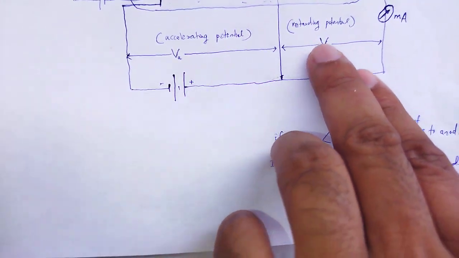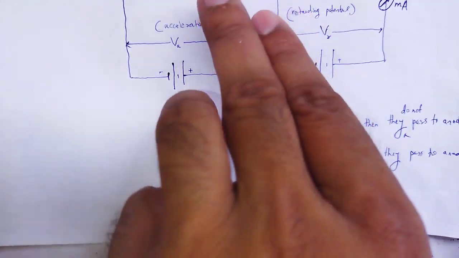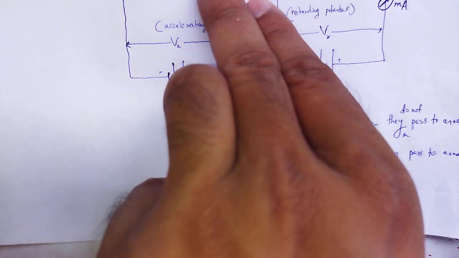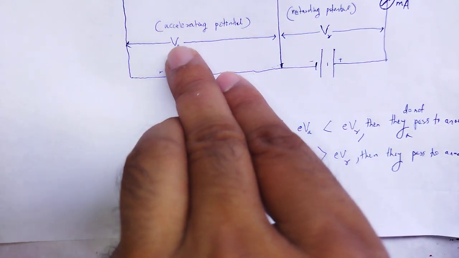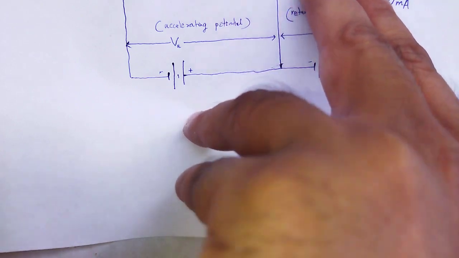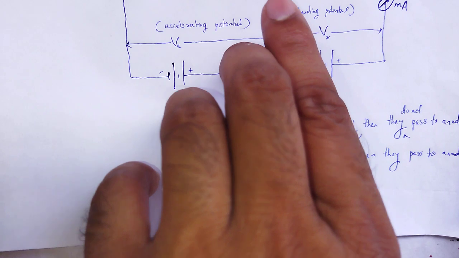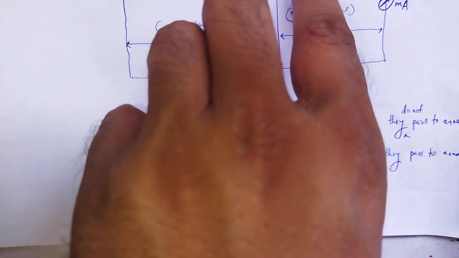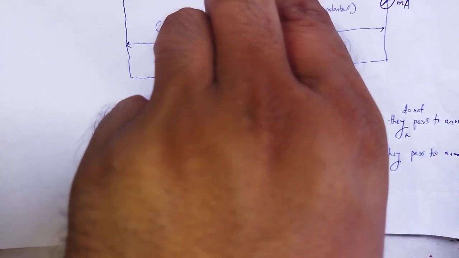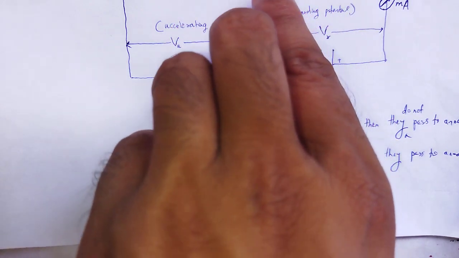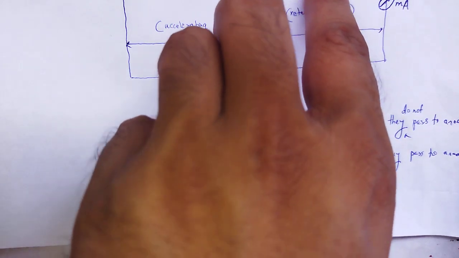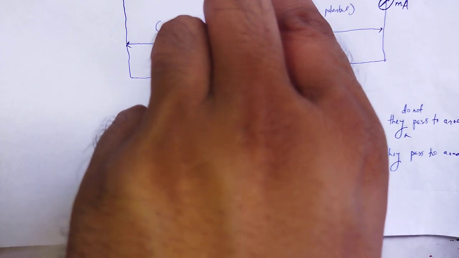Accelerating potential, then retarding potential is used. The kinetic energy of such electrons is electronic charge into accelerating potential, and the kinetic energy of those electrons in that region is electronic charge into retarding potential. If that kinetic energy is greater than this kinetic energy, then electrons pass. If it is less, then electrons stay within that region.